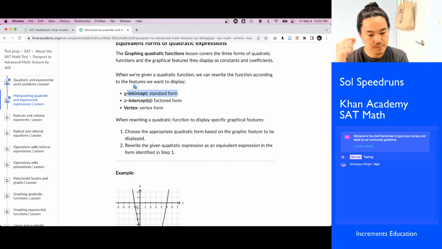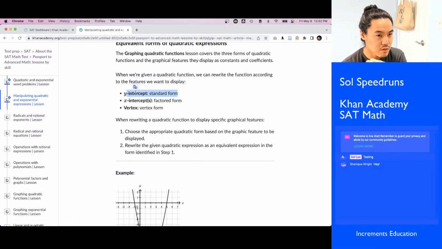And then the x-intercept form, because it's a quadratic, there's going to be two x-intercepts, oftentimes. So that's why you have the factored form, because they show you the two x-intercepts. Okay, that makes sense.